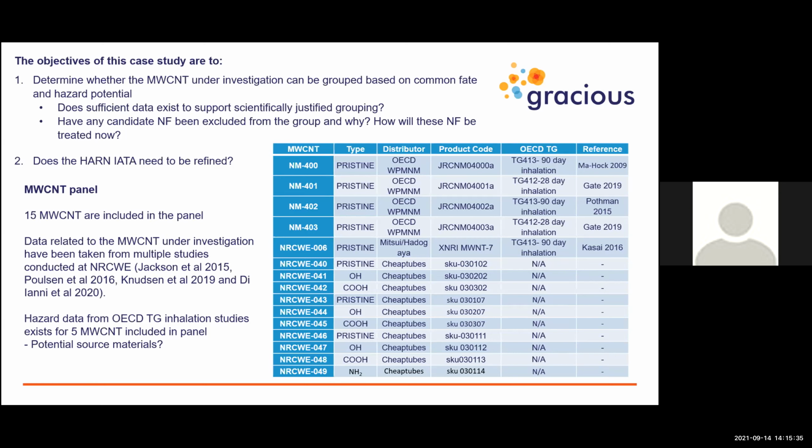So the panel of carbon nanotubes that we selected for the case study, there's 15 in total, and they've been taken from multiple studies that were conducted fairly recently over the last few years at the NRCWE in Copenhagen. We also noted that hazard data from OECD test guideline inhalation studies exists for 5 of these multi-wall carbon nanotubes included in the panel. And this suggests the potential to use these nanoforms as source materials if we wanted to proceed to read across after grouping to fill some hazard data gaps.